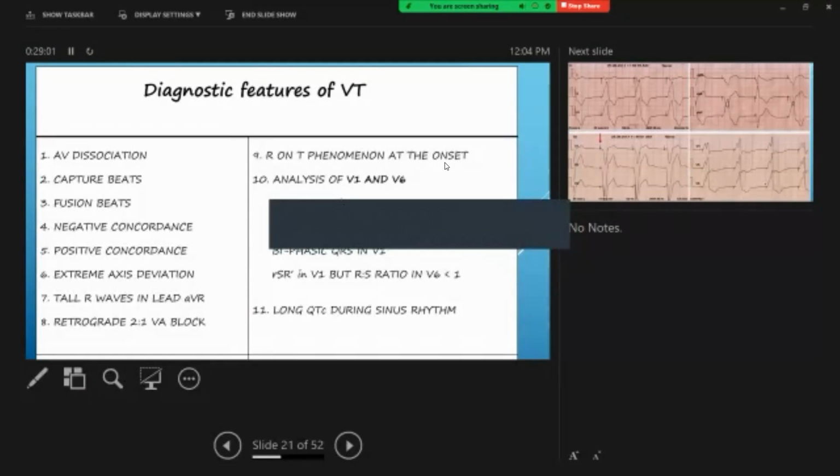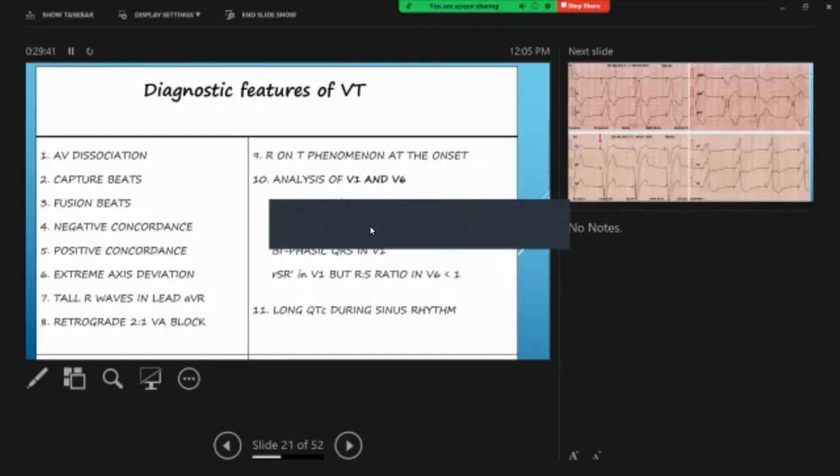Then at the beginning of the monomorphic ventricular tachycardia, if you see the R on T phenomenon, that is ventricular tachycardia. If none of these features are there, you have to analyze leads V1 and V6 to make your diagnosis. There, if you see left trapezium morphology, that means there is a notched R wave in lead V1 and the amplitude of the first R is taller than the amplitude of the second R, that is called left trapezium morphology. It makes the diagnosis of VT.